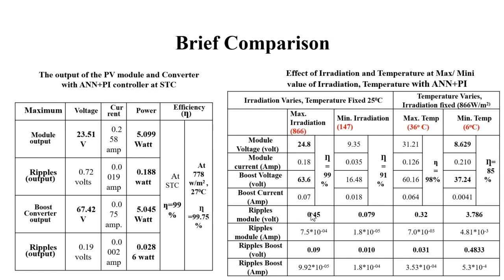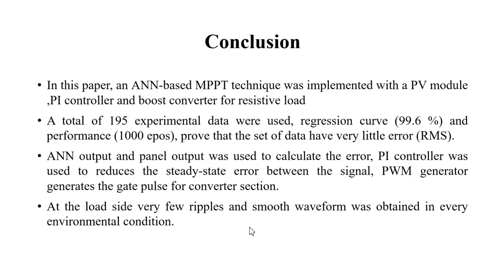If we talk about the ripples, then the ripples in the module were 0.45, whereas in the boost converter the voltage ripple was 0.09, which was less than 1%. Similarly, in this case the temperature has been varied and irradiation has been kept constant. That means for the higher value of the temperature and the lower value of the temperature, the efficiency at 36 degrees was 98%, and at the minimum temperature it was 85%. The module was producing ripples of 3.786 volt, whereas the boost converter had a very small ripple, that was 0.04833.